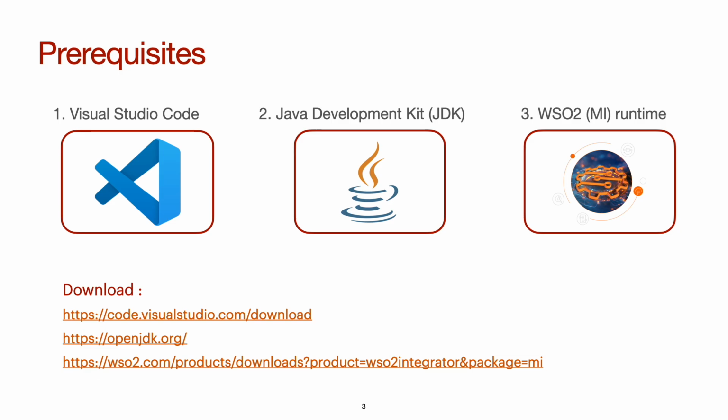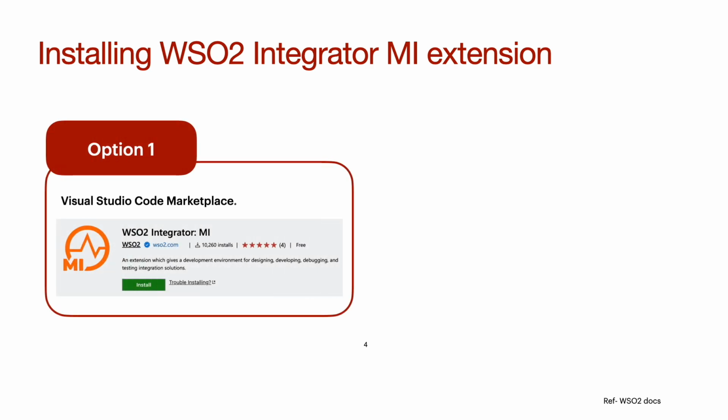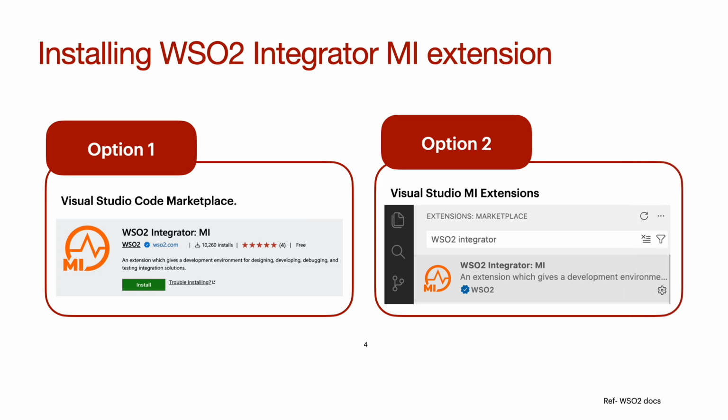Okay, so the next step is installation of the WSO2 Integrator MI extension. This step assumes you have already installed VS Code. For installing the MI extension, there are two options. The first option is using the VS Code marketplace. The second option is using the extensions option available in VS Code itself, where we search for the appropriate extension and just click on the install option, and that's it. It is getting installed. For this video, we will be choosing option 2.